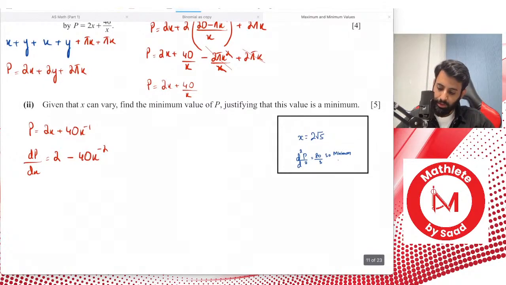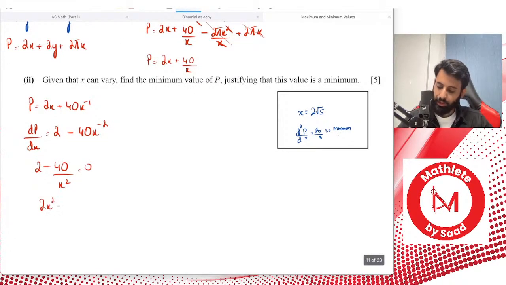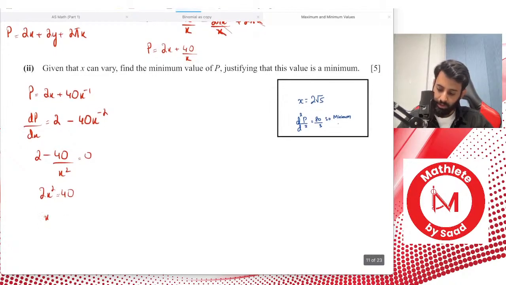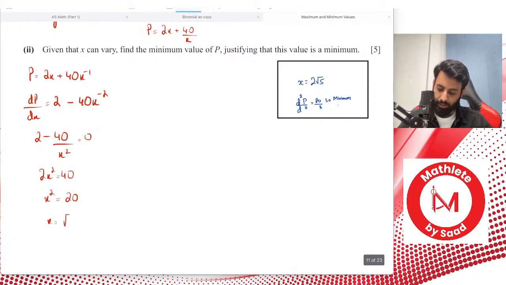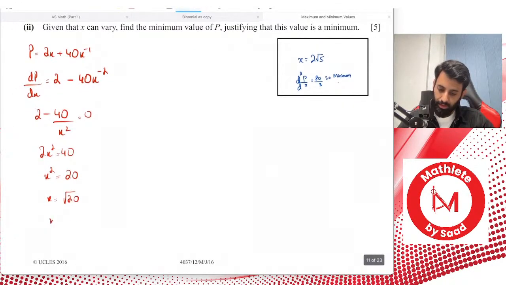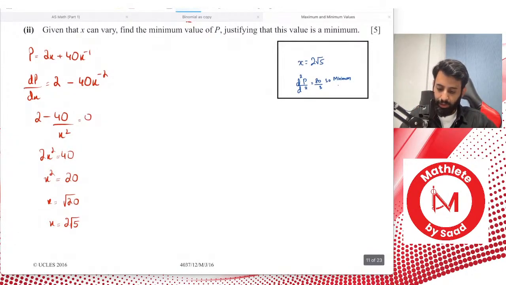And we set it equal to 0. 2 minus 40 upon x squared equals 0, which means 2x squared equals 40, which means x squared is equal to 20, which means x is equal to under root 20. And if you want, you can write this as 2 under root 5. Okay, now you have to find out the nature.